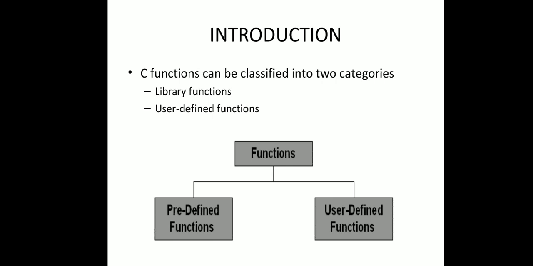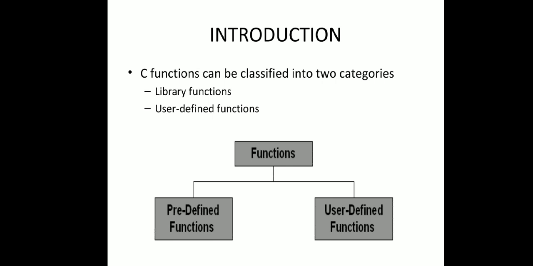C functions can be classified into two major categories. One is library functions and the other is user defined functions. We have been studying library functions, right? Like printf, scanf, and comparison of two strings, that is strcmp. So these are all library functions.